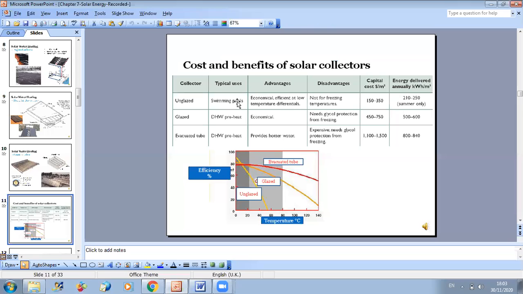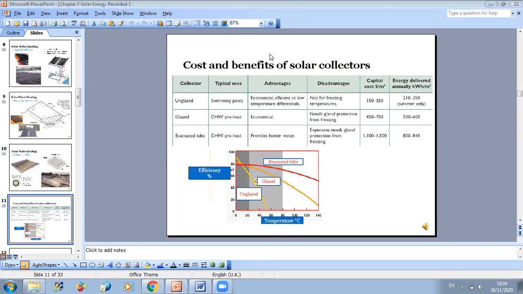So the cost is nearly $150 to $350 per square meter. This is one of the best advantages because the cost is very low. But on the other hand, the energy delivery is also not very high. It's around 210 to 250 kilowatt hour per square meter, and it's typically used in summer because we don't use it in winter due to the freezing issue.